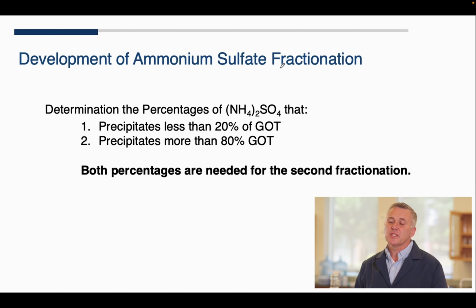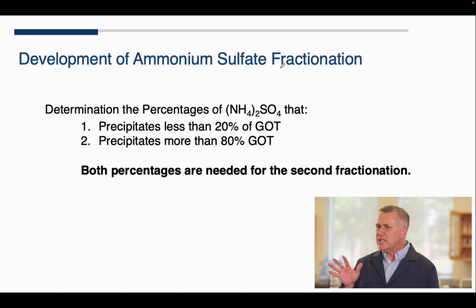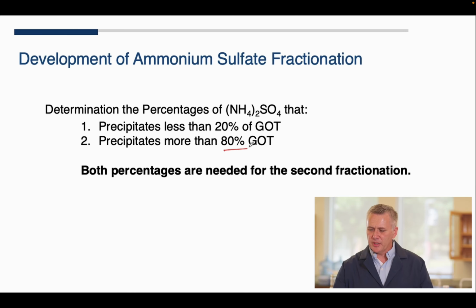Number one, we want to find a level where it precipitates less than 20% of GOT, so getting rid of lots of other proteins, but leaving the majority of GOT. And we're actually going to lose a little bit of GOT, but that's okay because we're going to get back a lot of GOT when we find a percentage that allows us then to recover a vast majority of the GOT. And so both percentages are needed for this second fractionation step.